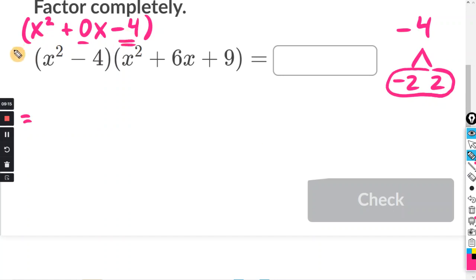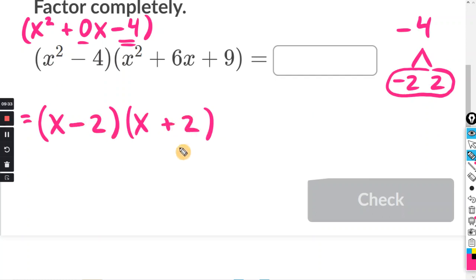Okay, so here we have our 2 sets of parentheses. In order to get x squared, you have to do x times x. And then for the negative 2 and the positive 2, you just write it here, negative 2 and positive 2. If you want to double check, x times x is x squared. Inner outer, negative 2x plus 2x is 0. And the last is negative 2 times positive 2. That's negative 4.